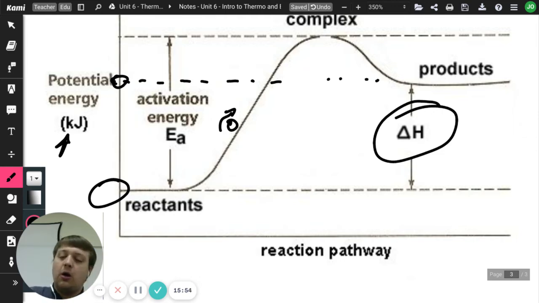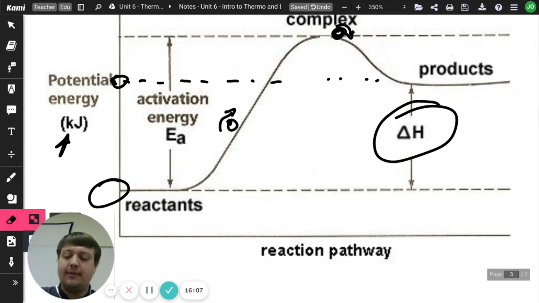But if I make it all the way to the top and push it over the edge, then it's going to roll down and the reaction is going to begin, and you'll see your product start to be produced, okay? So do keep that in mind, that your activation energy is the amount of energy that has to be added to that reaction before the reaction will even begin to occur, okay?